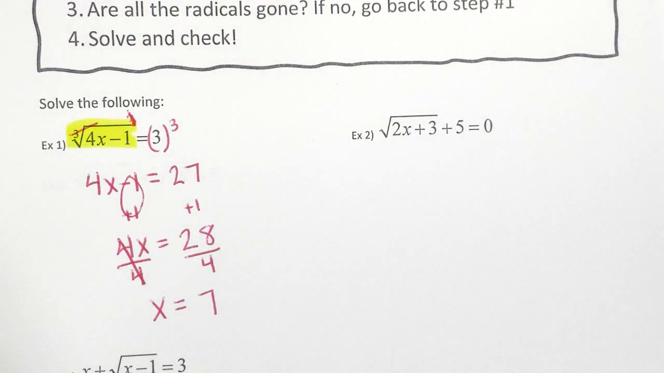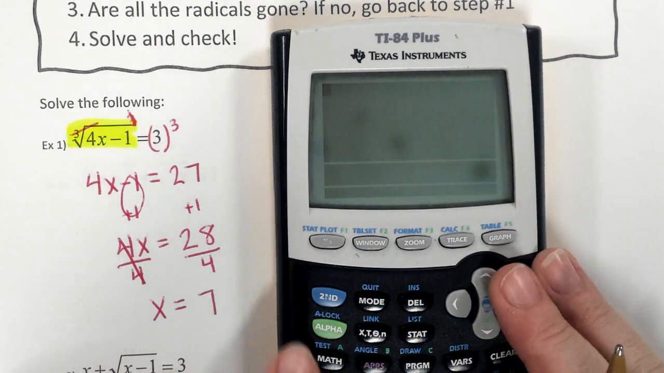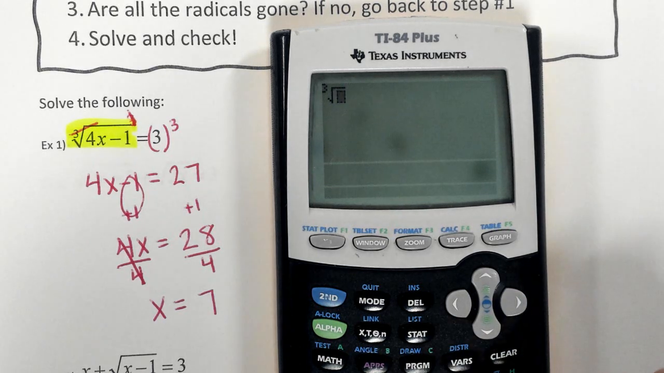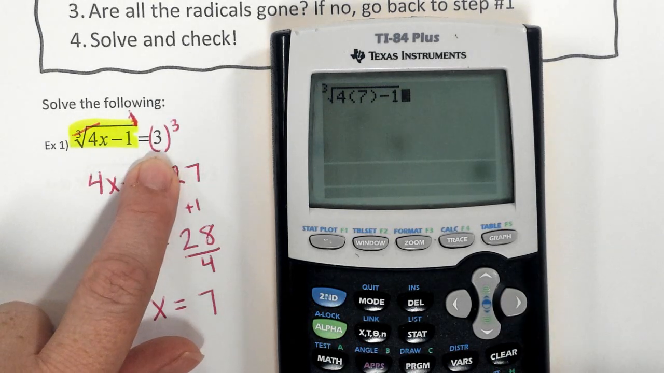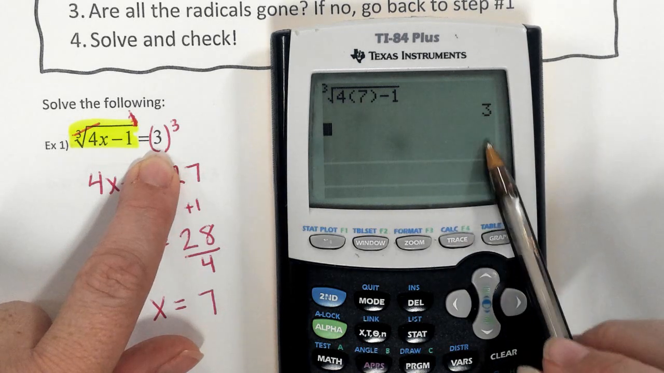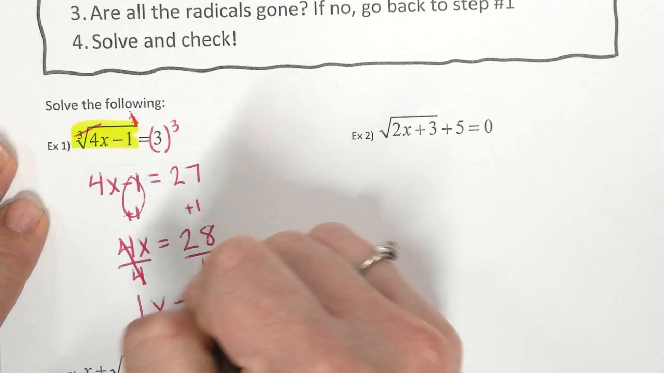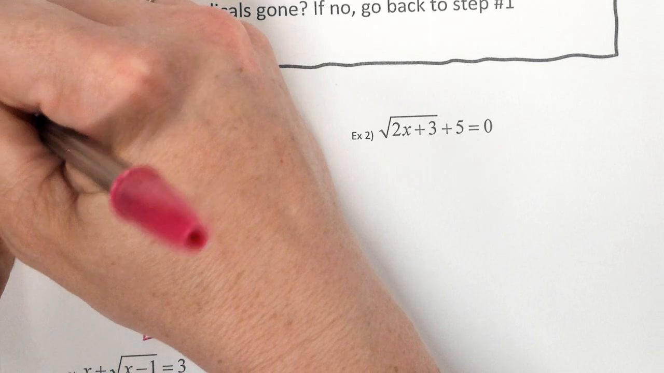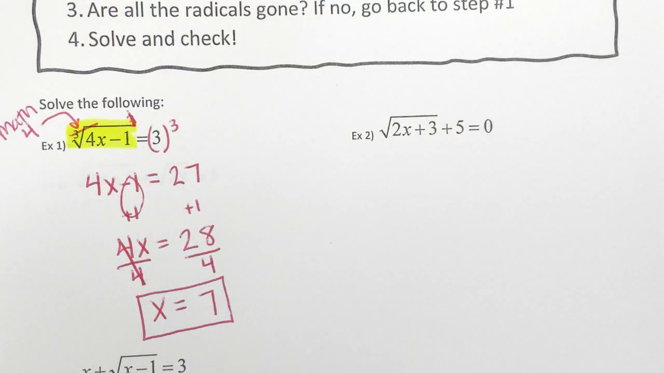And before I check it, before I box it and say that's my answer, I'm going to go to my calculator, and if you need a reminder, you hit math 4 for a cube root. So it is 4, always use parentheses to plug it in, 7 minus 1, and what should it equal? 3. Did it work? Yes. So this is my answer, x equals 7. So math 4 for the cube root, just a reminder. Any questions with that one?